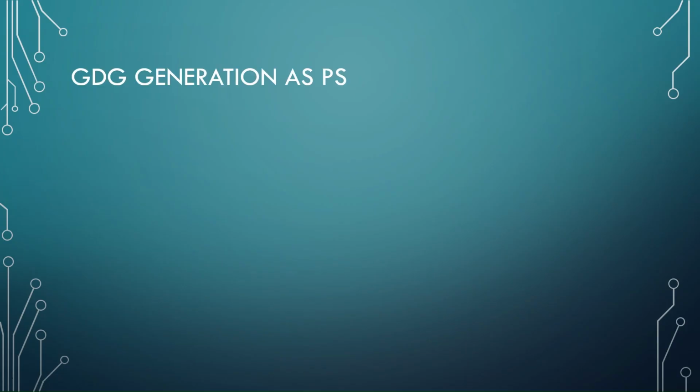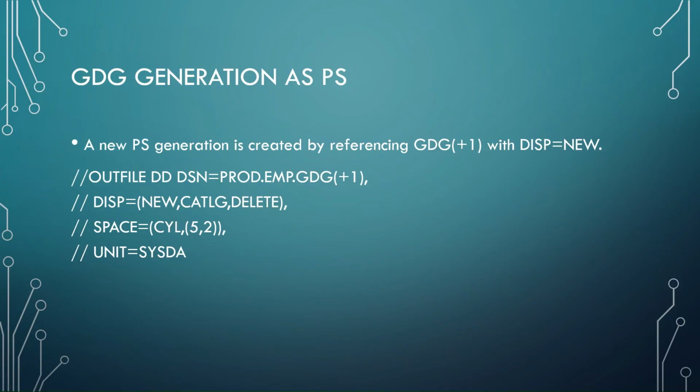A GDG generation as a PS file. A GDG generation can be created as a sequential dataset, also called a PS dataset. We create it using GDG plus 1. When the job executes, the mainframe automatically assigns the next generation name. This is the most common type of GDG generation.